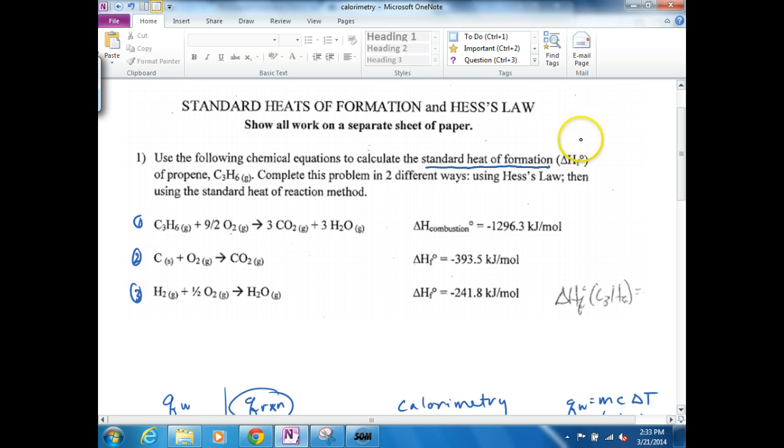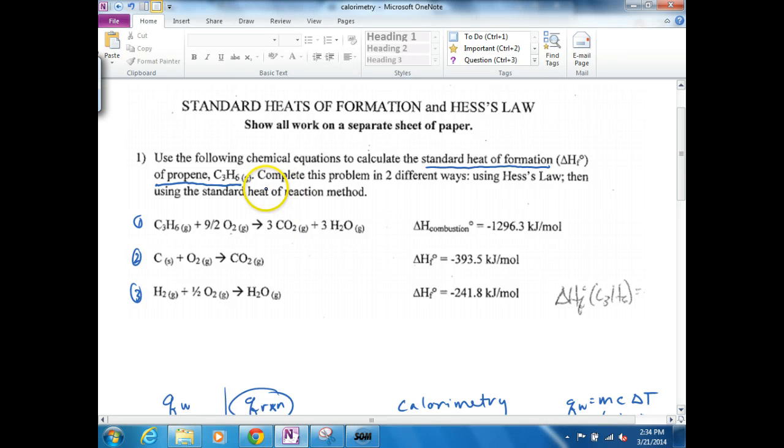Now, standard just means that little naught symbol there, that little circle that looks like a degree sign. That just is the standard conditions. That's what it's telling us. So calculate the standard heat of formation of propene, C3H6 gas. Now, I could probably look this up somewhere, but in this case, they're telling me to calculate it.